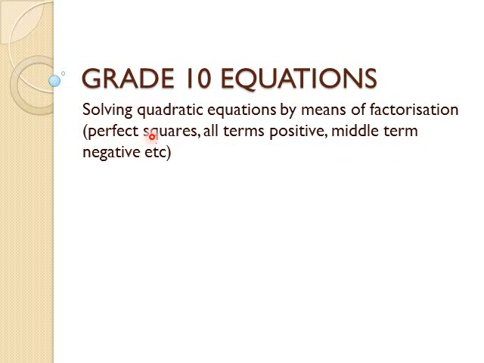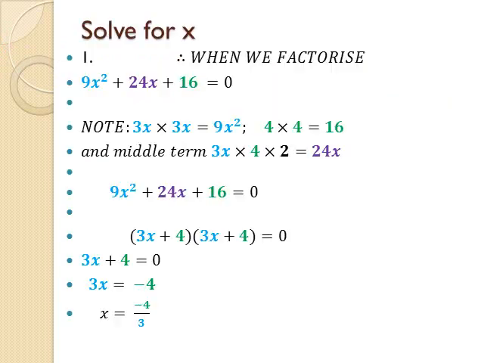And I'll give you a perfect square, where all three terms create a perfect square. All terms are positive, middle term negative, etc. And then one last, complicated one, where the first coefficient is a prime number. So problem number 1. They've given us: solve for x, 9x squared plus 24x plus 16 equals 0.